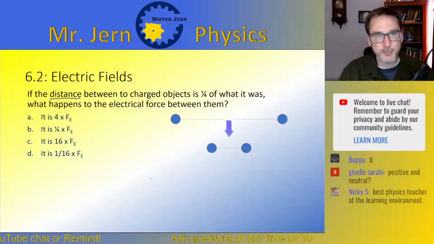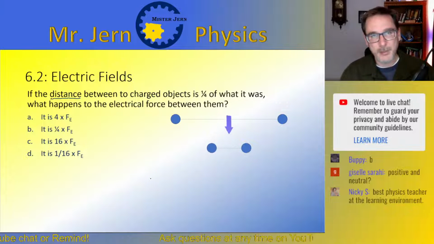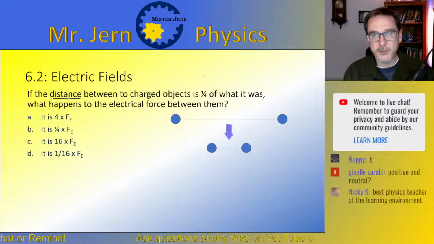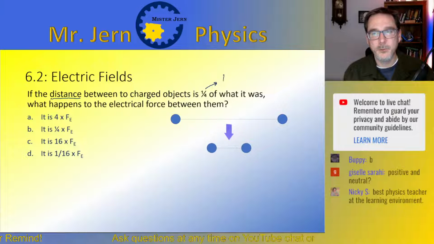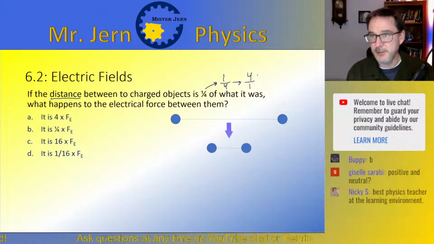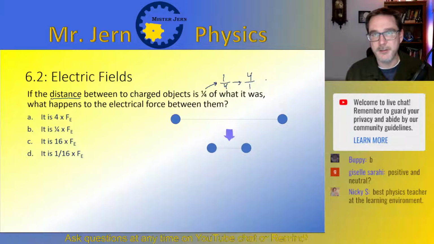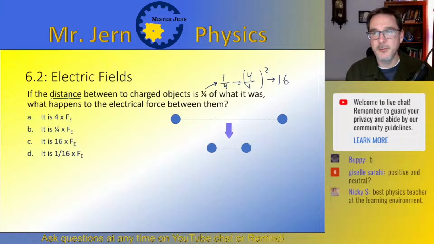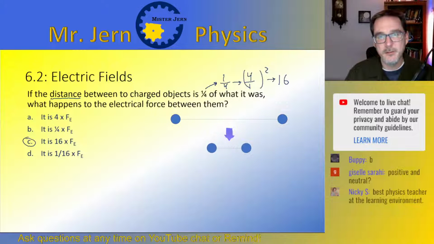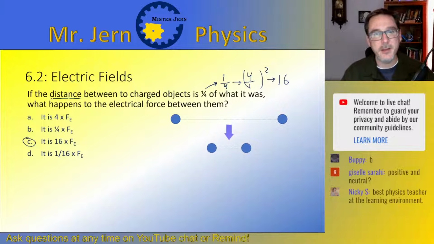Remember the whole spray paint example, things spread out more. So inverse square, inverse of 1/4. So 1/4 becomes 4 over 1. That's the inverse. We can ignore the 1 now because it's on the bottom. And then we square that, and that becomes 16. So this becomes 16 times the force, the electrical force. Fe is electrical force.